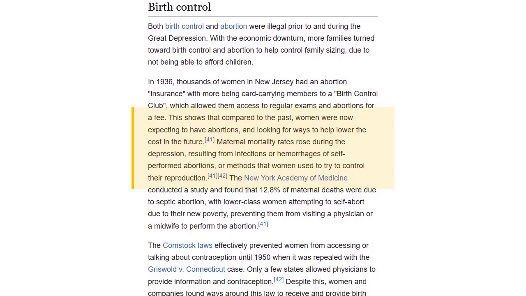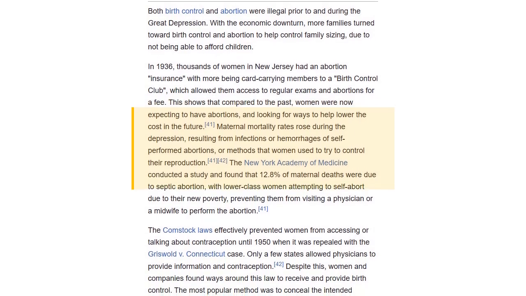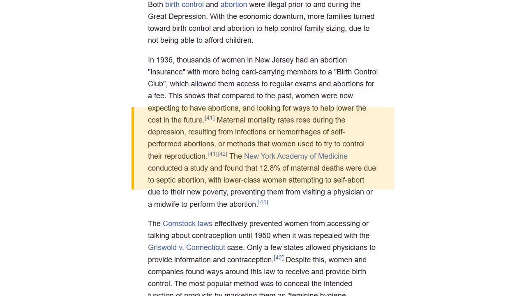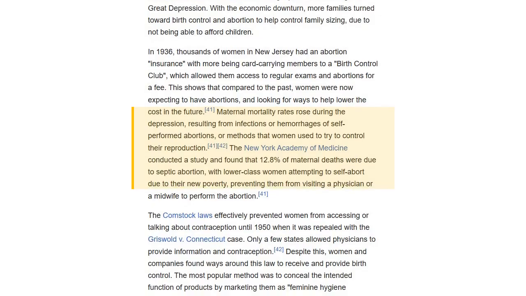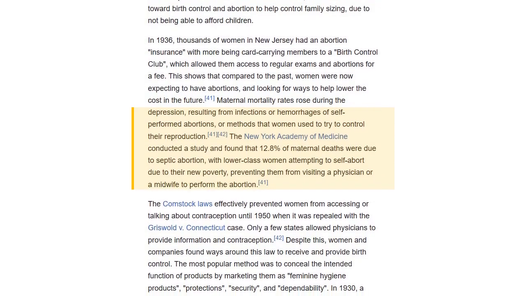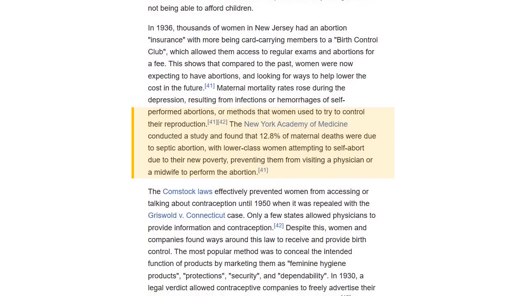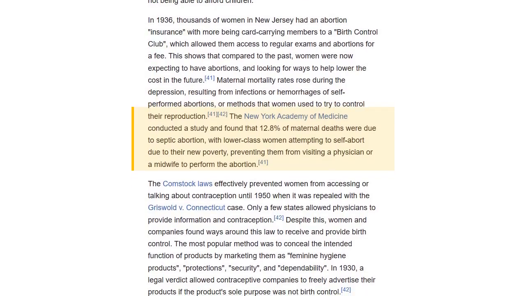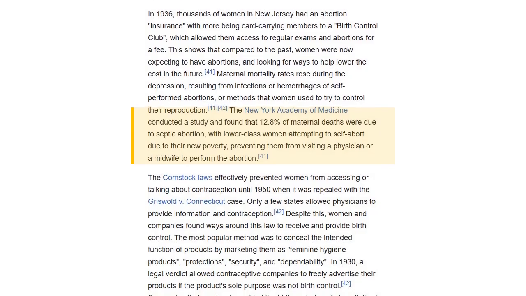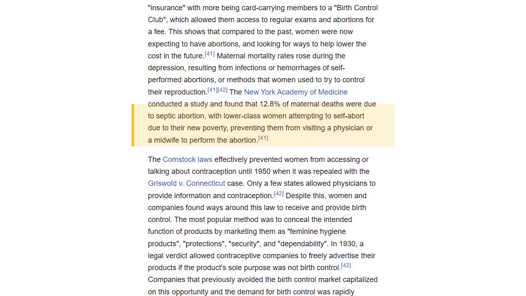Maternal mortality rates rose during the Depression, resulting from infections or hemorrhages of self-performed abortions or methods that women used to try to control their reproduction. The New York Academy of Medicine conducted a study and found that 12.8% of maternal deaths were due to septic abortion, with lower-class women attempting to self-abort due to their new poverty, preventing them from visiting a physician or a midwife to perform the abortion.